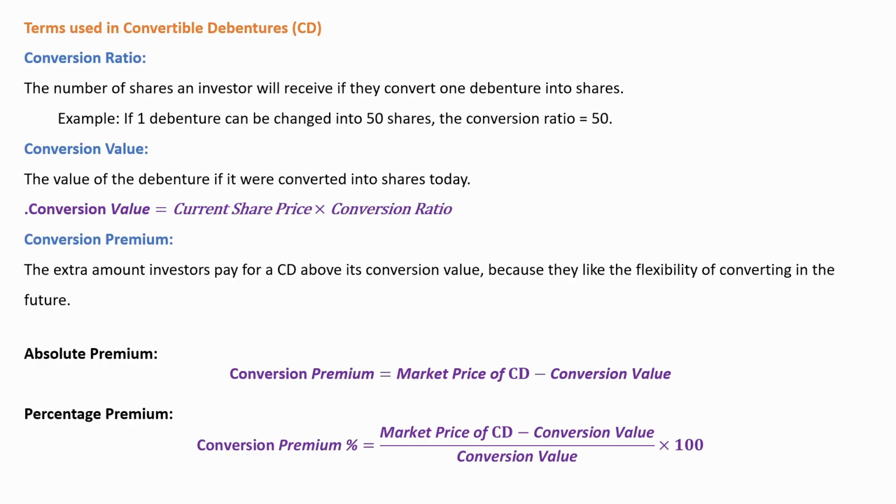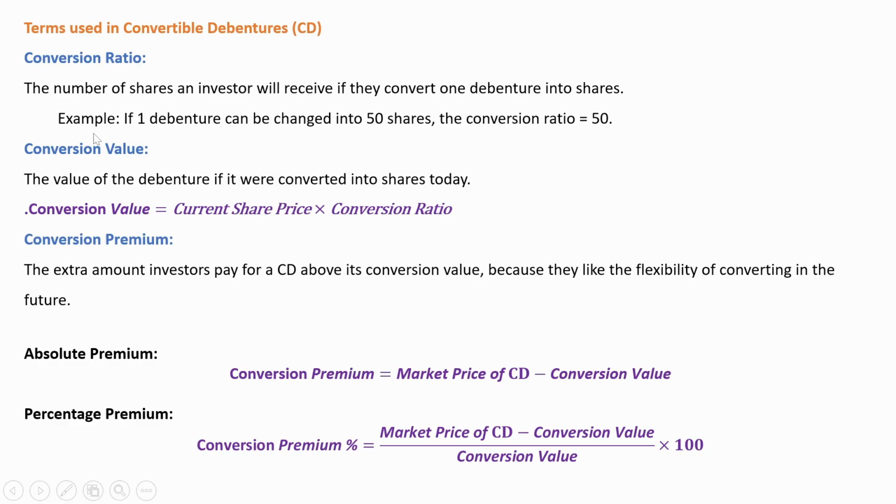First, let us see some of the terms used in convertible debentures. We are going to look at three terms: conversion ratio, conversion value, and conversion premium. So let us start with the first one, conversion ratio. So what is conversion ratio? This is the number of shares an investor will receive if they convert one debenture into shares.